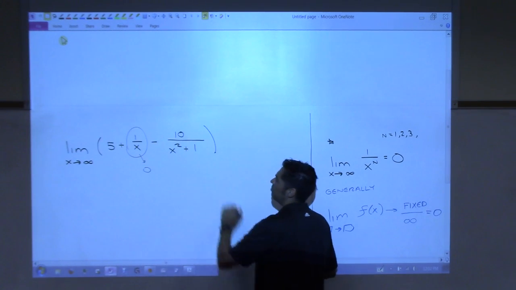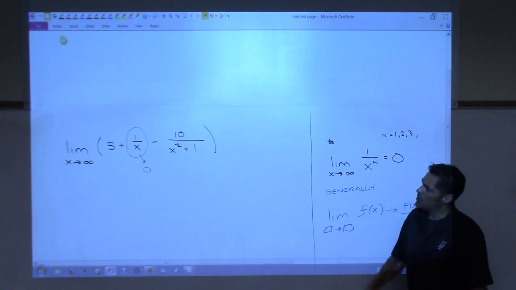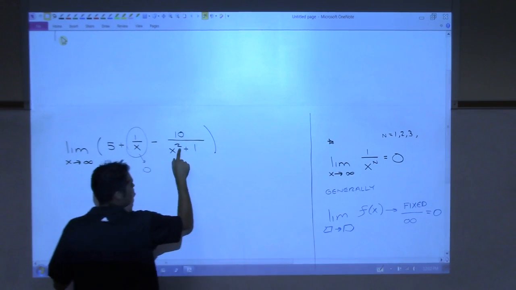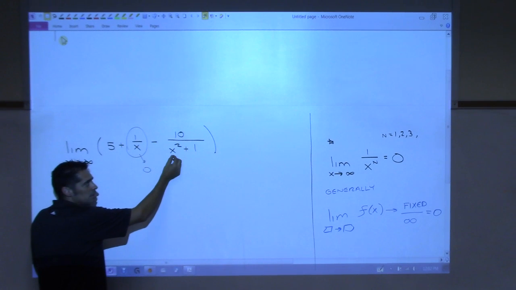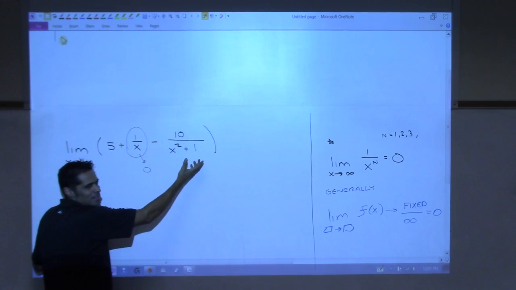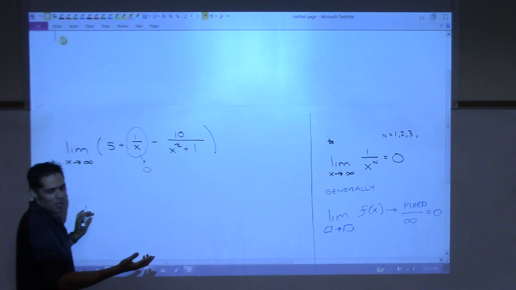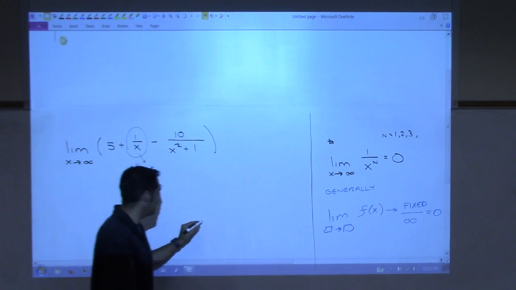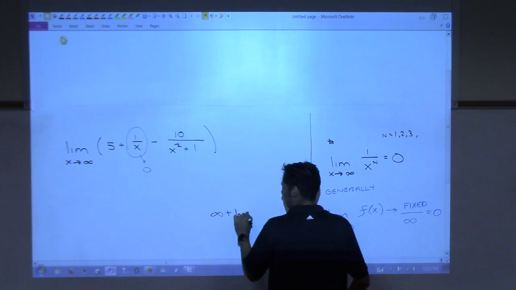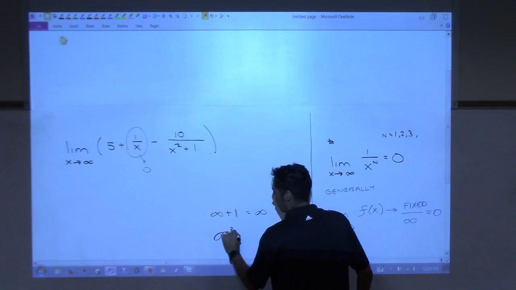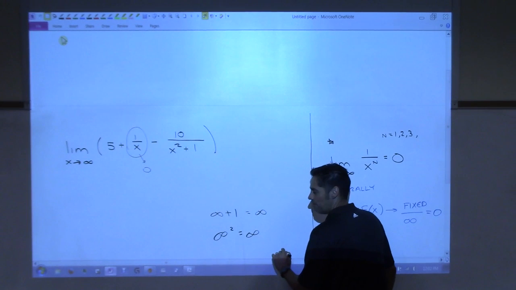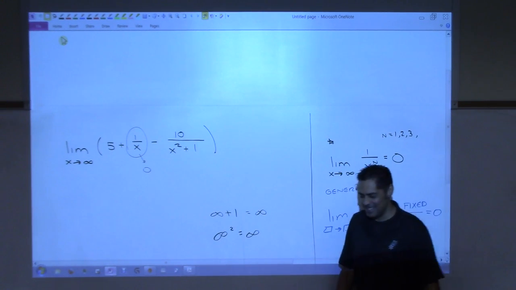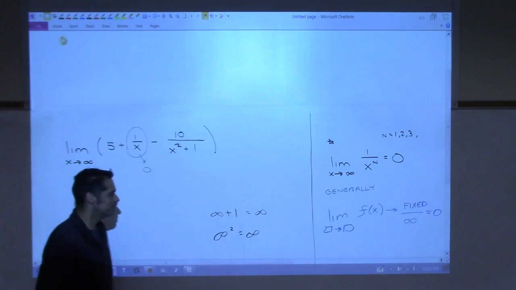And then what about this one right here? You get 10 on top, which is fixed, right? And then on the bottom, infinity squared should be huge, right? Plus 1, it's still huge, right? What's infinity plus 1? Infinity still, okay? That's kind of an interesting fact about infinity. Infinity plus 1 is still infinity, all right? Infinity squared is still infinity, all right? It's more than infinity though. Well, it's a weird thing.